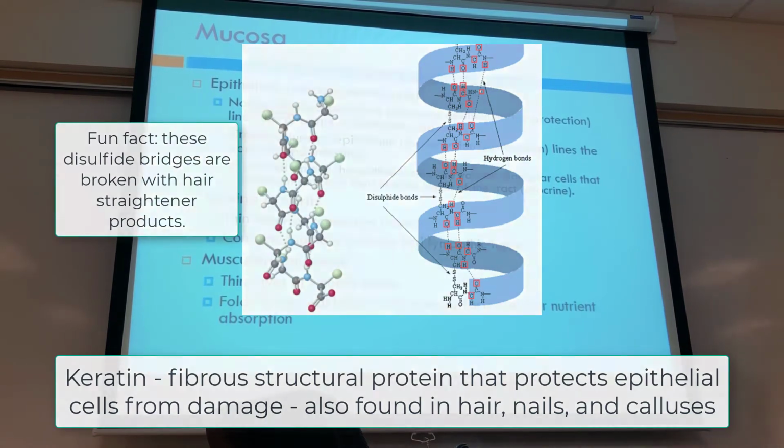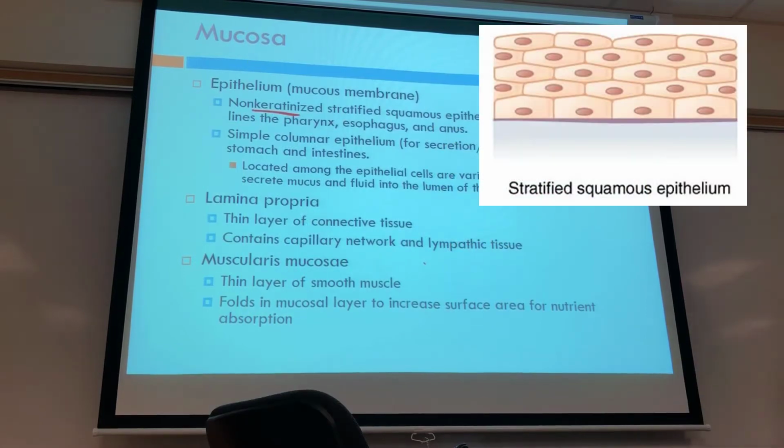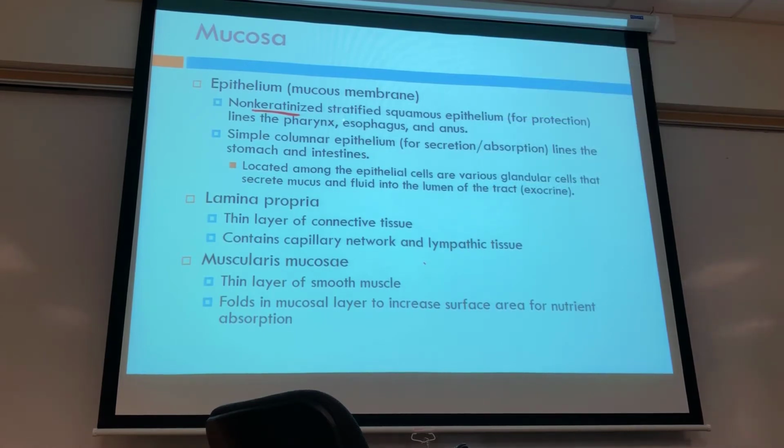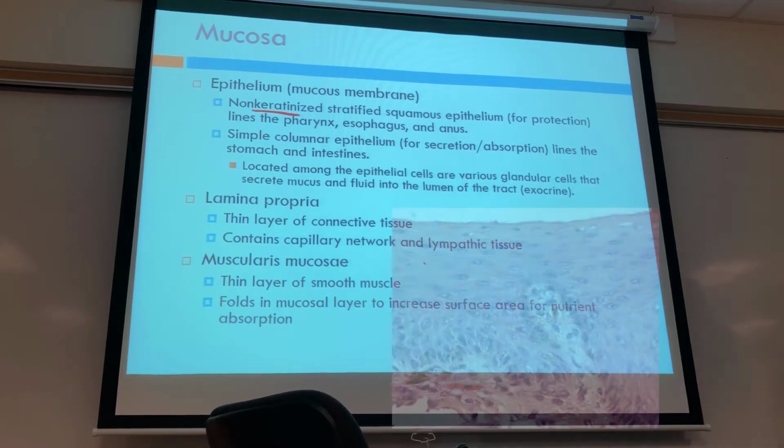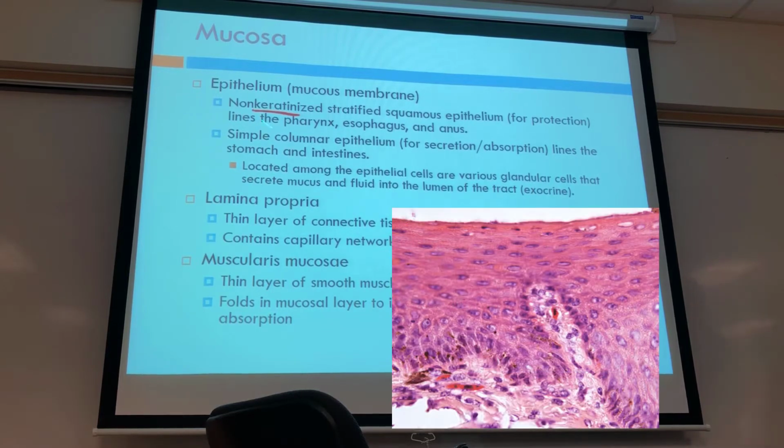So non-keratinized, stratified. What does stratified mean? Multiple layers. Multiple layers of squamous cells, squamous being flat cells. Epithelial cells, which is the characteristic of cells that are meant for protection. So non-keratinized stratified squamous epithelial cells, which you'll be able to see on a later slide, allow food to travel through areas where we get high traffic. So pharynx, esophagus, as well as the anus.